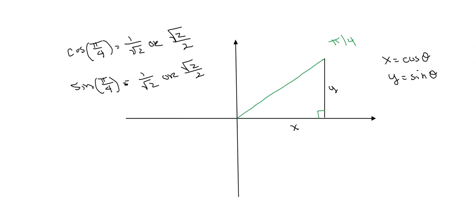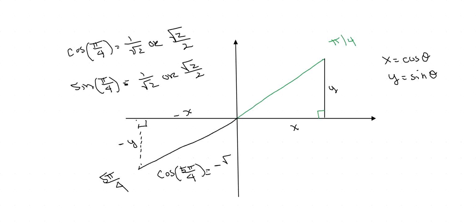If you're over here in quad 3 at a pi over 4 angle, so down here, this angle down here would be 5 pi over 4. So if you're down in this angle, then you know that your x and your y are negative. So this is negative and this is negative. So both cosine of 5 pi over 4 is going to be negative root 2 over 2, and sine of 5 pi over 4 is going to be negative.